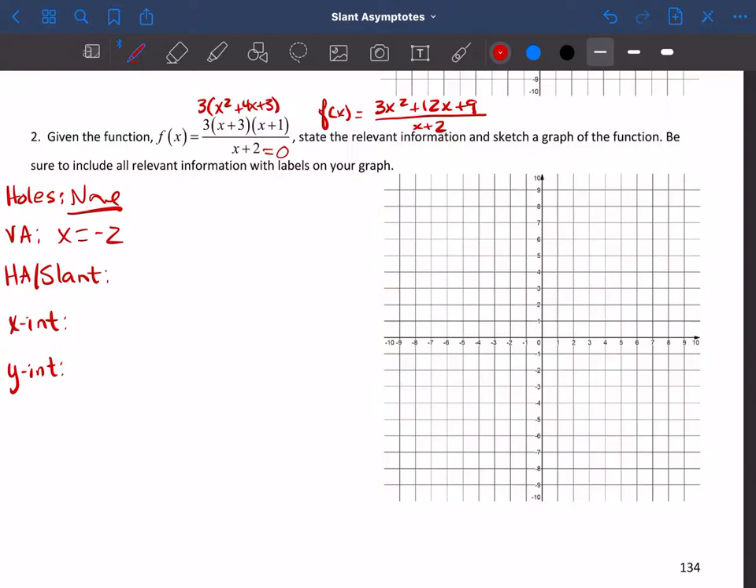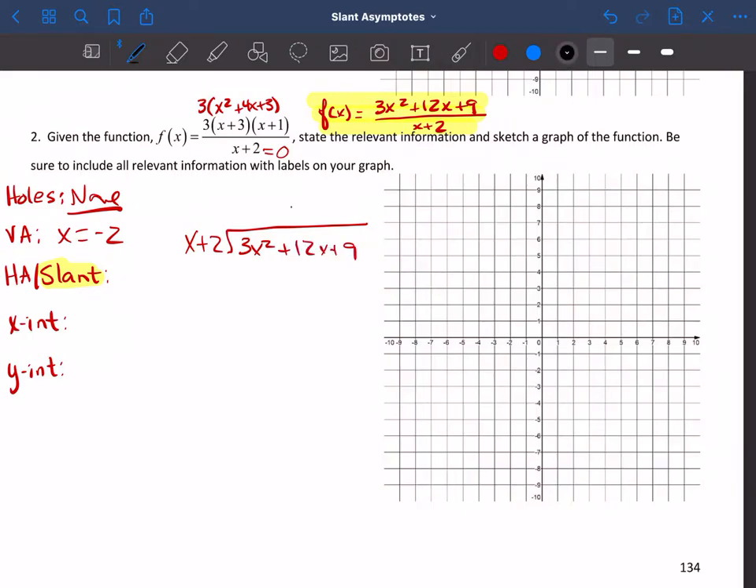So in this case, I do have a slant asymptote, which is the reason why I went ahead and multiplied this out, just to save us some time. So I highly suggest you practice multiplying out those two binomials, and then at the end, after you multiply, distribute the 3. All right, so now we're going to have to do some long division. So we have x plus 2 divides into 3x squared plus 12x plus 9.